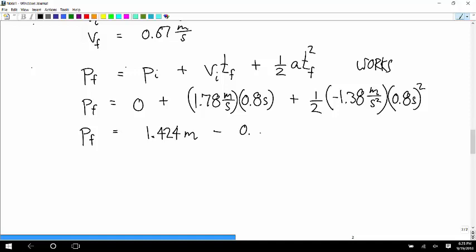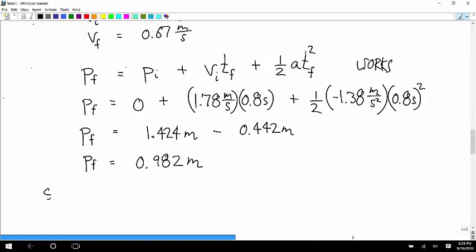Negative 0.442. And that's also meters because you have seconds in the denominator here that cancels with seconds in the numerator. And what does that come out to? P is equal to 0.982 meters. Any questions about that one?